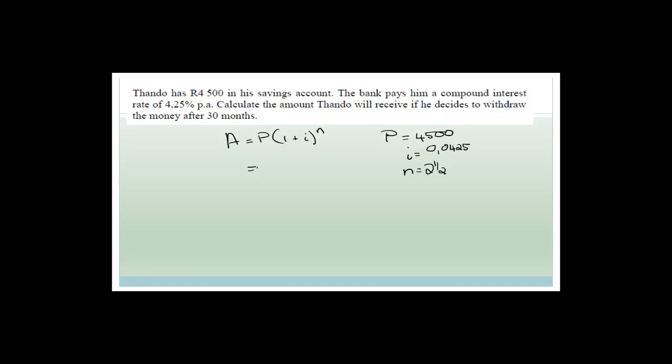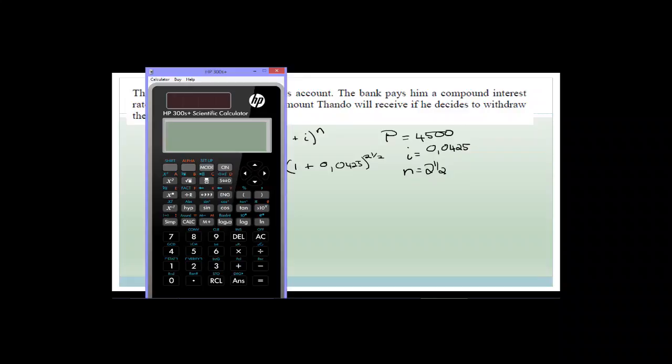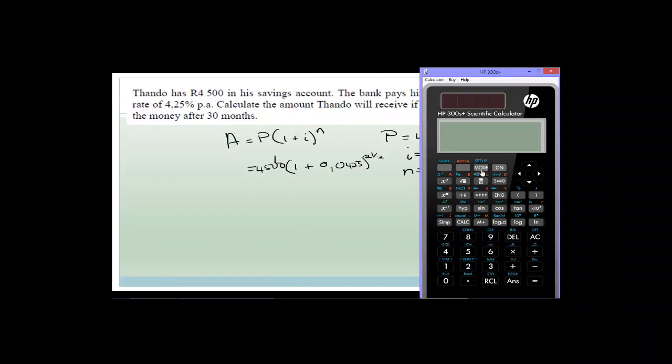So let's do that. So we've got 4,500 times (1 plus 0.0425) to the power of 2.5. So let's try. It is 4,500, and then we're going to put a bracket, 1.0425. I'm just adding the 1 and the 0.0425. And then we're going to close it, and we're going to make it to the power of 2.5, equals. Right, so therefore Tando, after his 30 months, is going to get out 4,993 Rand and 47 cents.